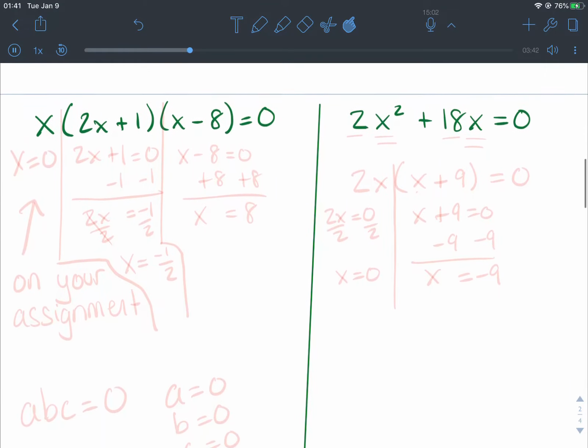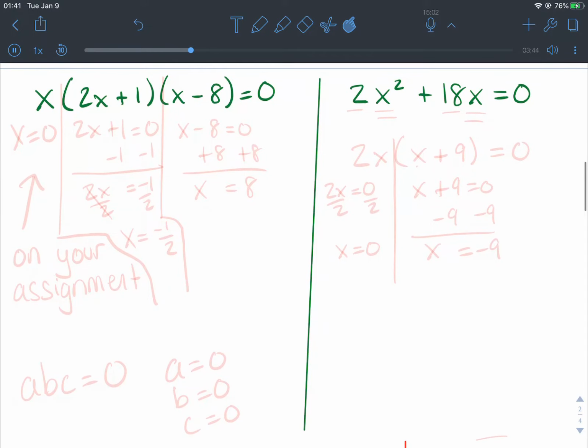Now, moving on. In this case, we have 3 different answers to choose from. So in this case, it's like saying a times b times c equals 0, so in this case, either a is 0, b is 0, or c is 0. So we have to solve for all of them. So the first one is really easy. We just write x equals 0.